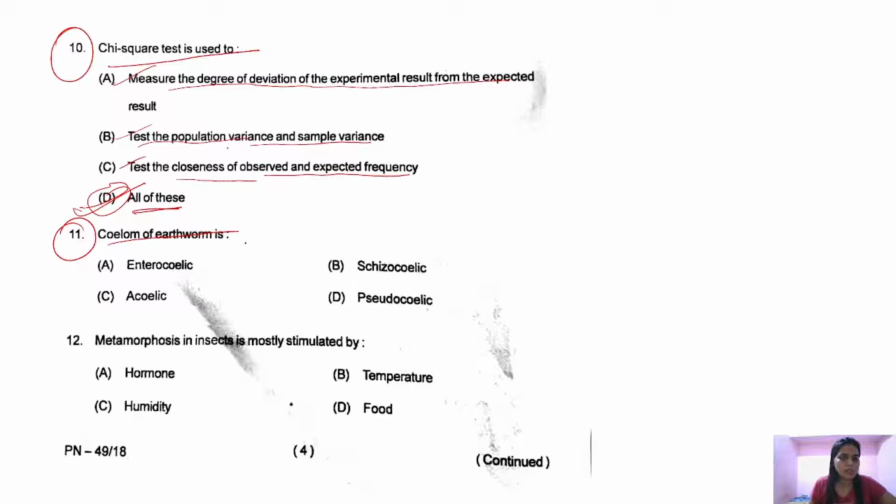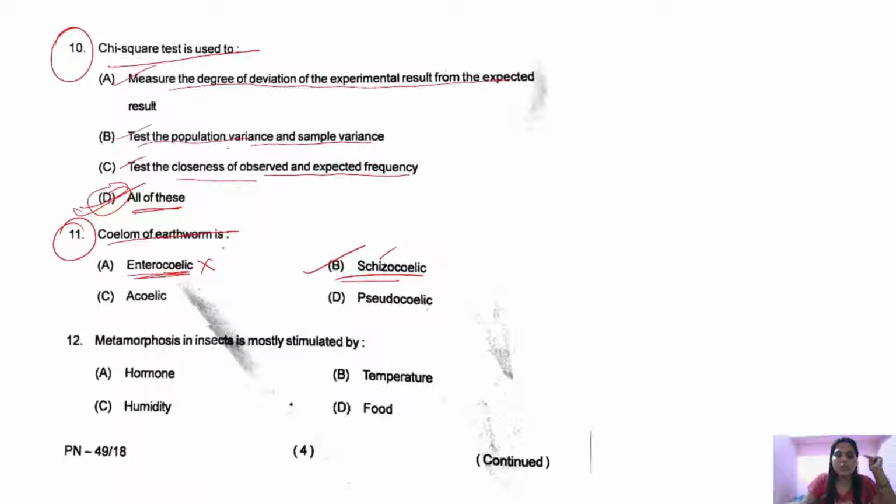Coelom of earthworm is, options are enterocoelic, no. Schizocoelic, yes. Option B, that is schizocoelic coelom, is the right answer. Schizocoelic coelom is a characteristic feature of, remember, mollusca, annelida, arthropoda. Okay. And the rest of the phyla, that is echinodermata, hemichordata, chordata, have this enterocoelic type of coelom.